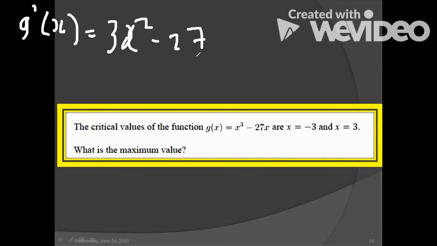Suppose I didn't give you the critical values. What you would have done is put this equal to 0 and solve this, and when you solve it, you would have gotten x equals -3 and x equals 3. But you don't have to do that. They make the work simple. They just tell you that these are the values. But we don't know if when x is equal to -3, the point is a maximum or a minimum.